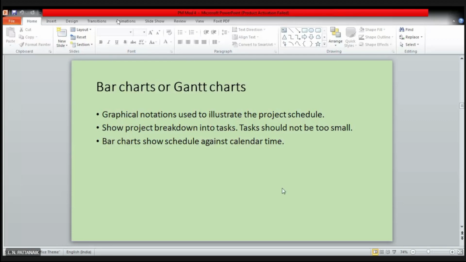So let us see what a bar chart is. Today I have just planned to discuss this particular tool of project scheduling.